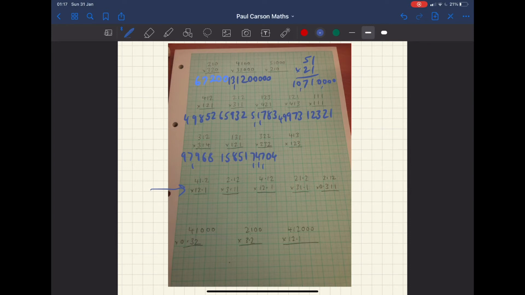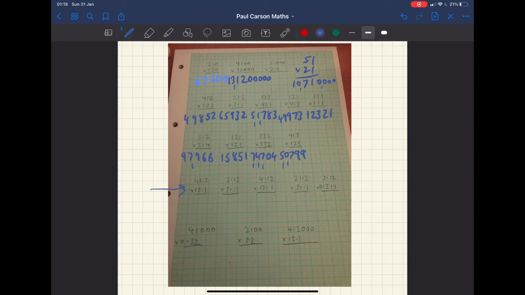413 times 123, we have 9. 3 and 6 makes also 9. 12, 3 and 2 makes 17. 8 and 1 makes 9. 4 times 1 is 4, plus 1.